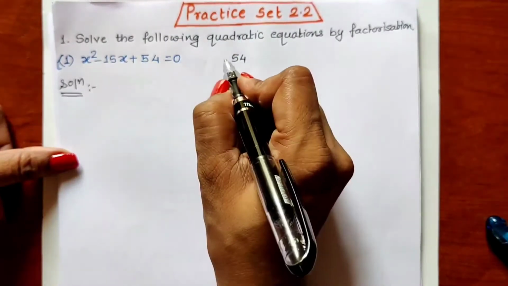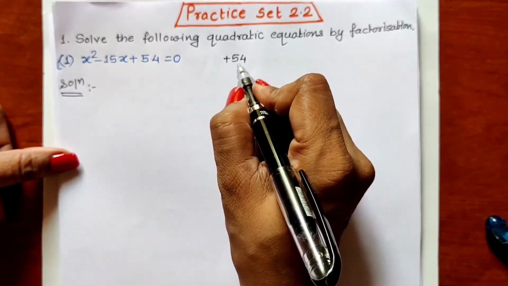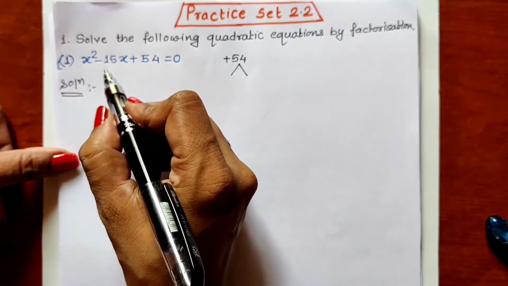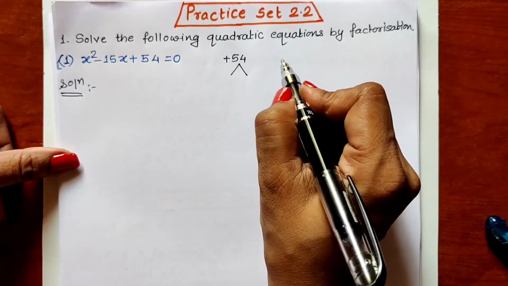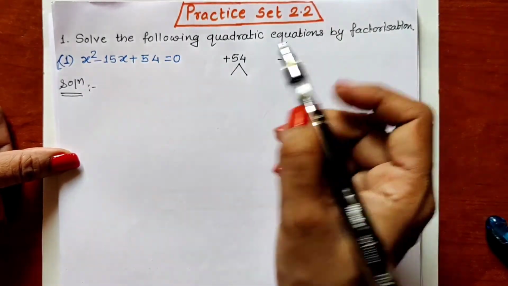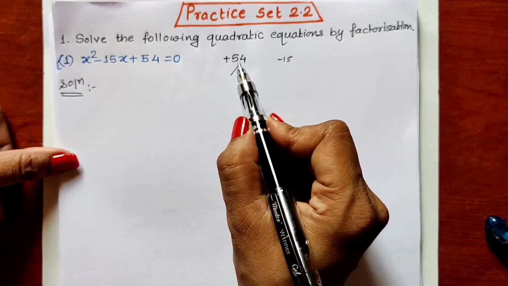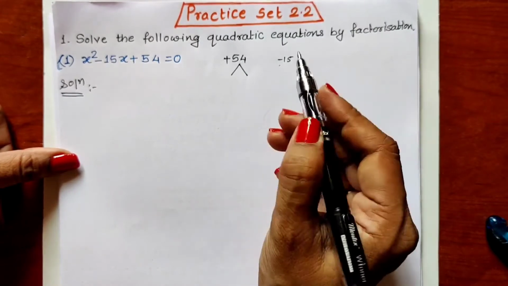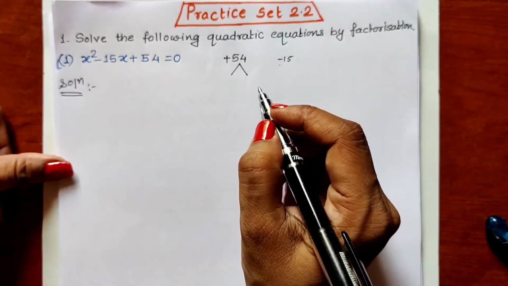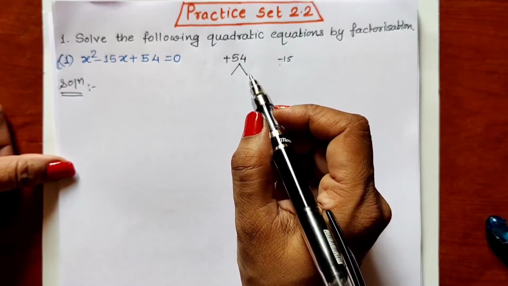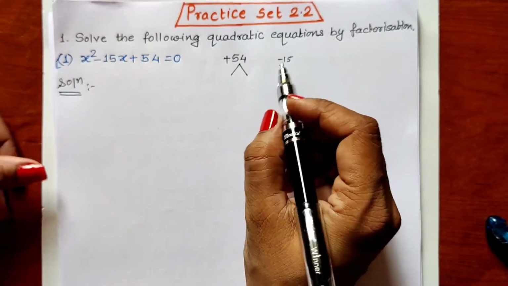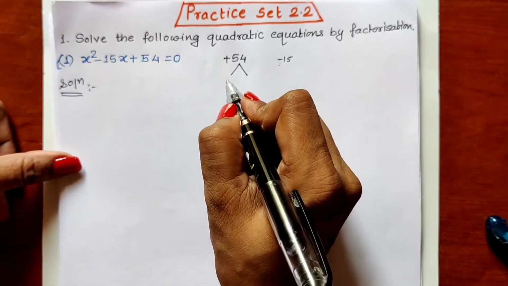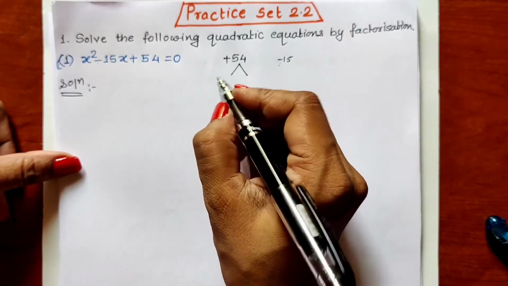As the sign of 54 is plus, we will have to find two factors of 54 whose addition should be the coefficient of the middle term. The coefficient of the middle term is minus 15. So we have to find two factors of 54 whose addition is minus 15. Which are those two factors? 9 6s are 54, we all know, and 9 plus 6 is 15. We want minus 15, so this minus sign should be given to both these factors, 9 as well as 6.